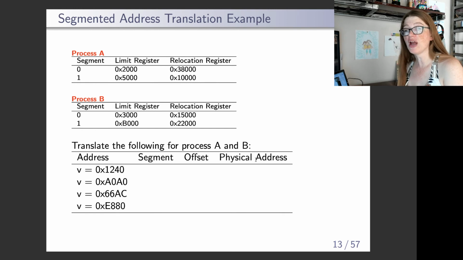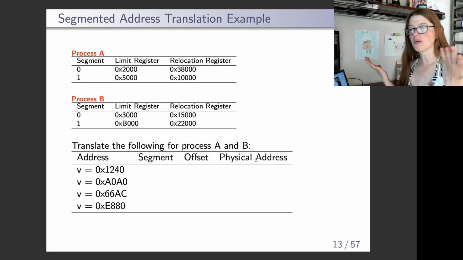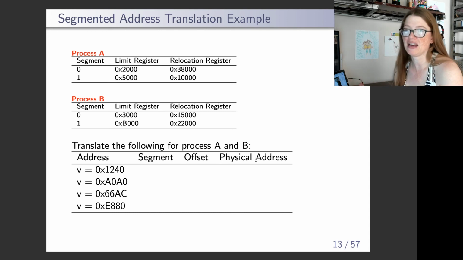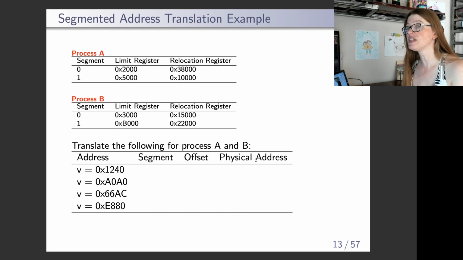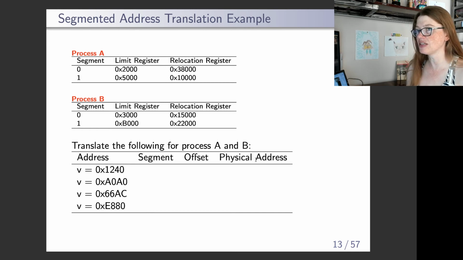Segmentation is also efficient in terms of how long it takes to perform the translation. We separate the bit offset from the segment number and we simply do some adding. Very, very easy. Almost as easy as dynamic relocation. Another advantage of segmentation is we never keep track of regions of the address space that we're not actually using. So there's no internal fragmentation with segmentation.